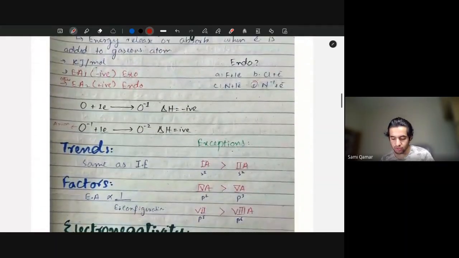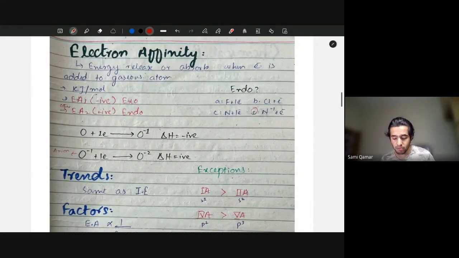Now let's go over electron affinity. Electron affinity is going to be a lot easier because the trends are similar to ionization energy. But what is electron affinity? It is the energy released or absorbed when an electron is added to a gaseous atom. This is an important one. There are two conditions: when energy is released, it is exothermic, and when it is absorbed, it is endothermic. Ionization energy is when we are removing an electron, but electron affinity is when we are adding it.